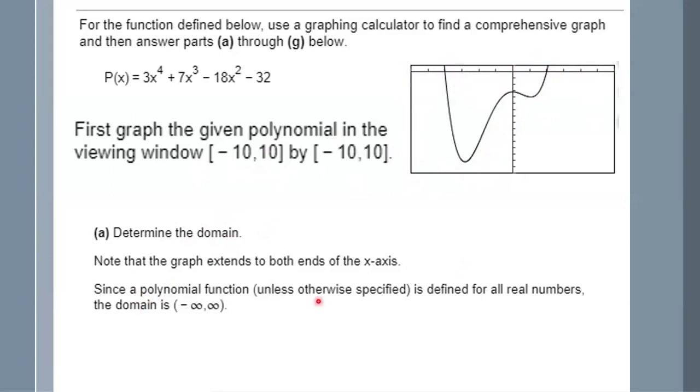Therefore, the domain, unless it's otherwise specified, if you're given a limitation, sometimes you want to know the behavior of the graph within a certain interval. But for this one, it's unlimited. So x could be any number on the number line, and we would write the domain as negative infinity to infinity.